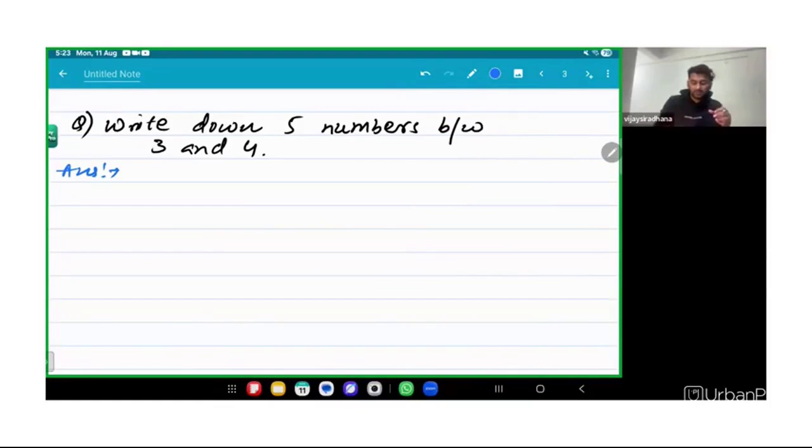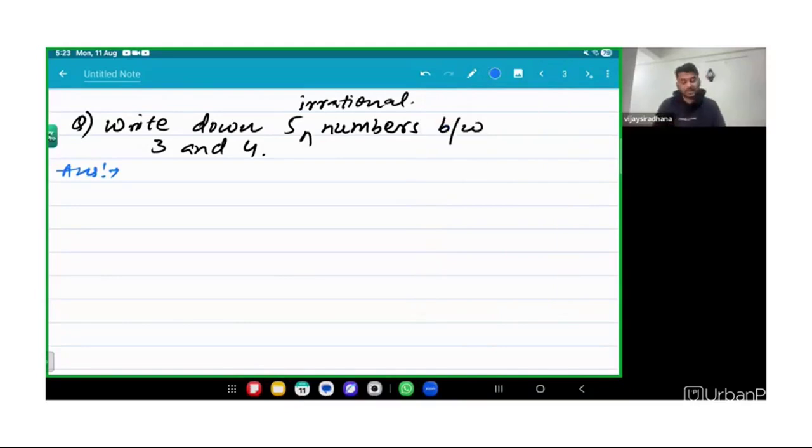If they are asking you to write down 5 irrational numbers between 3 and 4, the question is pretty simple, but how should you approach it?